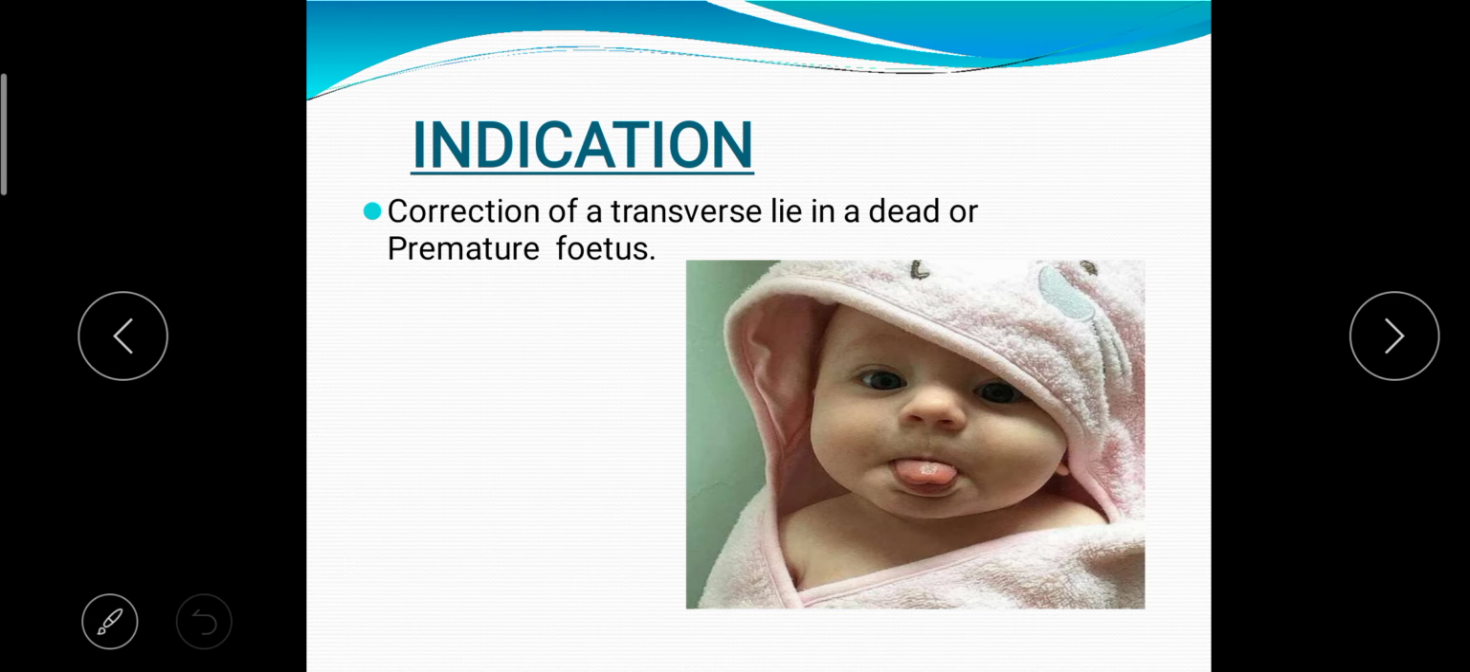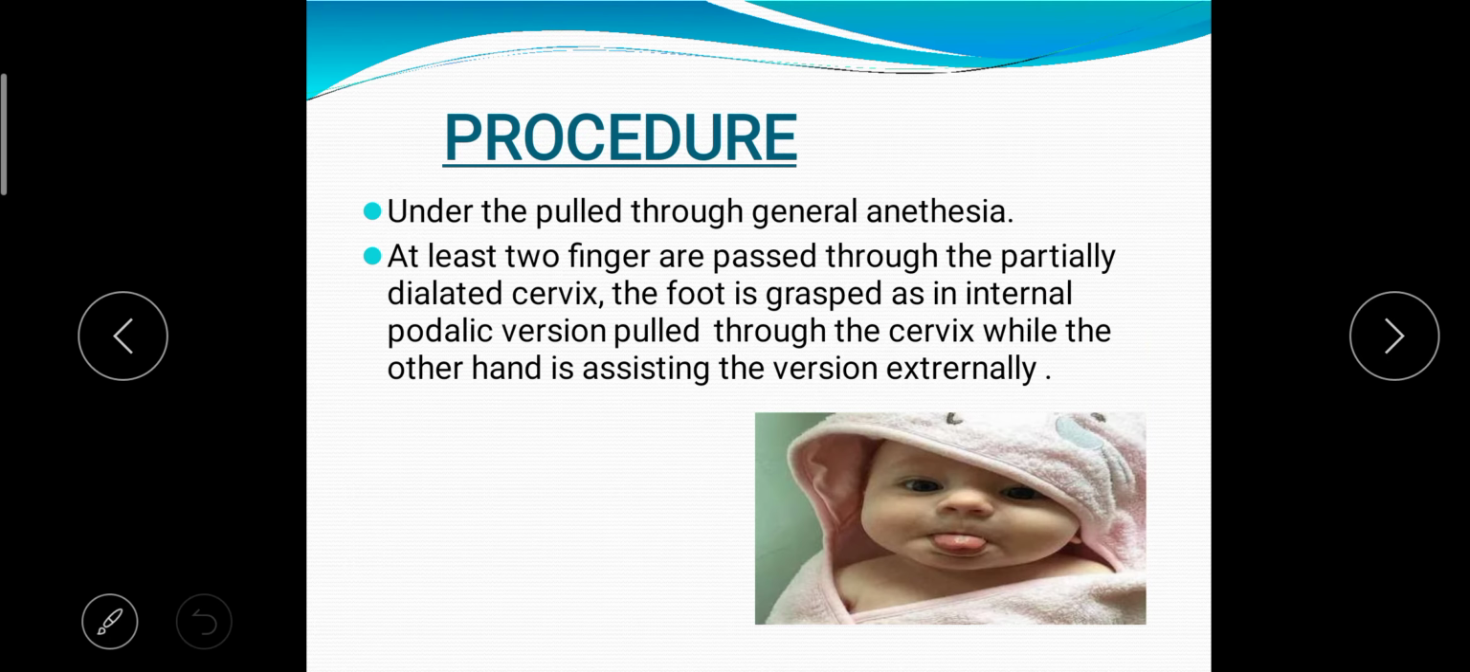Indication, correction of transverse lie in a dead or premature fetus. They are going to apply this in case the baby is dead or premature. Okay, so procedure, under general anesthesia, at least two fingers are passed through the partially dilated cervix. The foot is grasped as in an internal podalic version and pulled through the cervix, while the other hand is assisting the version externally.